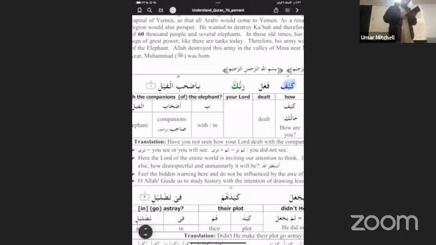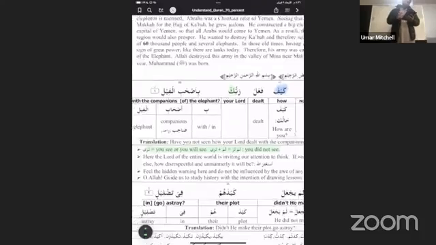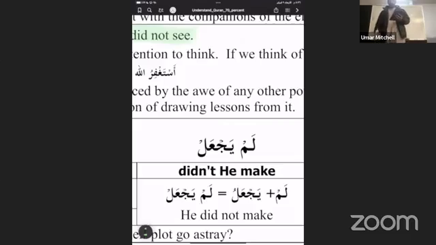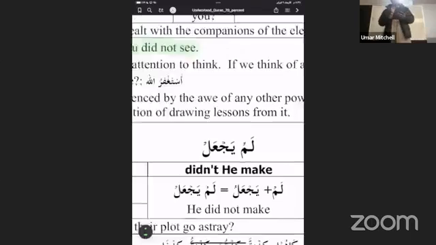Lam tara means you did not see, or you have not seen yet. Lan tara, you never will see. Lam, you haven't. La, you don't. La tara, you don't see. Lam tara, you haven't seen. Lan tara, you never will see. Never will you see. Ashab al-fil. Alam yaj'al. Yaj'al, he makes. Huwa, yaj'al. Now we're going to go for the present tense, right?